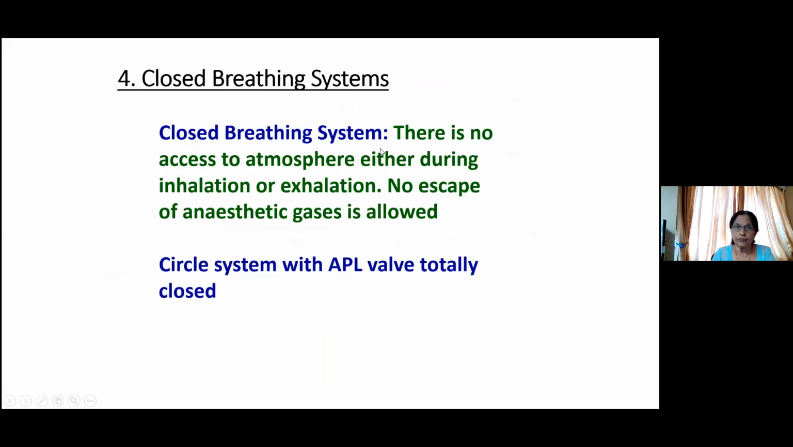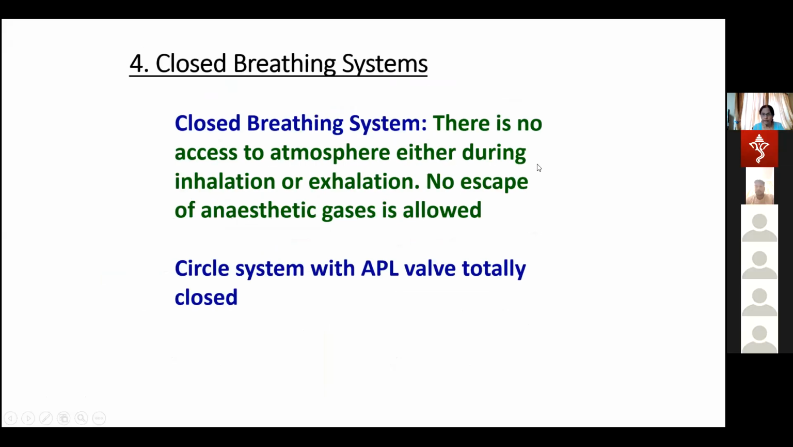Closed breathing system. A closed breathing system is the one where there is no access to the atmosphere either during inhalation or exhalation. No escape of anesthetic gases is allowed. That means a circle system with the APL valve totally closed. When you use this system, you are using a closed system with basal flow rates, that is just 250 ml of oxygen. So that is called closed, and we hardly use it. We always use it with low flow, and then it becomes a semi-closed system.